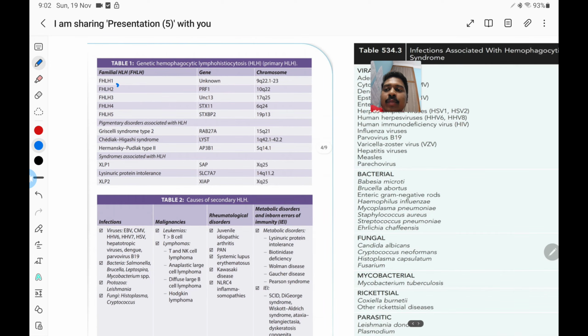You have to remember only two things here. One is familial HLH2 and familial HLH3, because familial HLH2 is caused by perforin and UNC. These two account for 60% of the mutations. These are the two things you need to remember. The rest of the syndromes you can remember if you like.